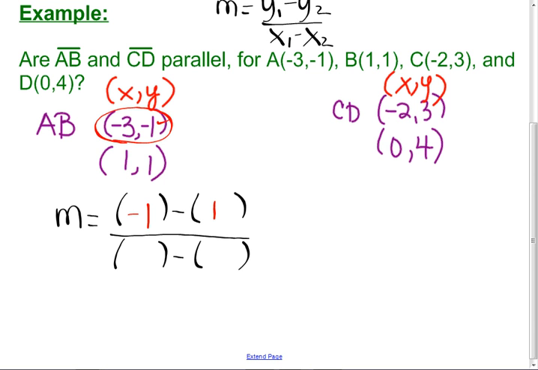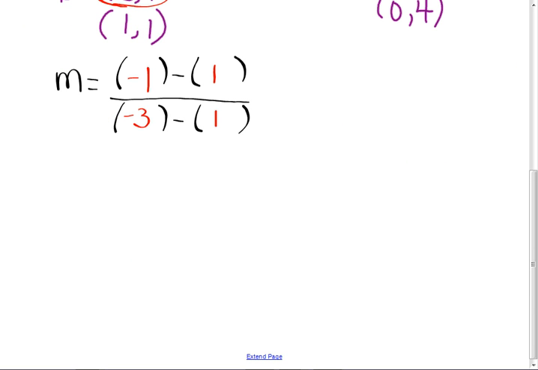What number must go here? -3. And then there's only one number left, which is 1. And then you do the arithmetic. What's -1 minus 1? Okay, so that's -2 over -4, which is a positive 1/2.